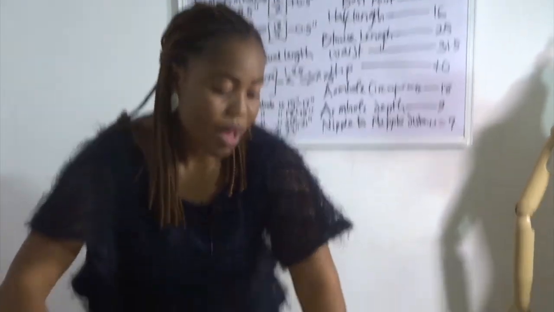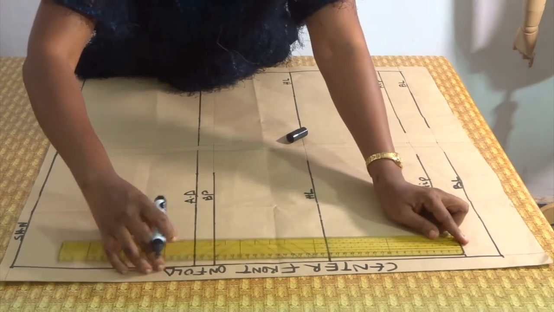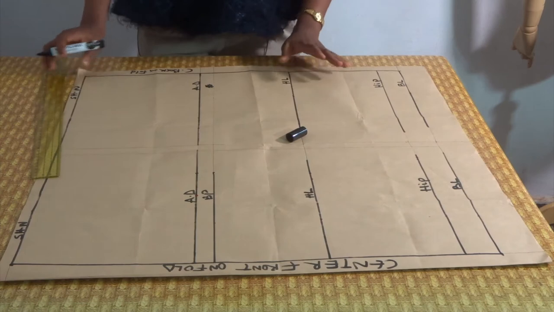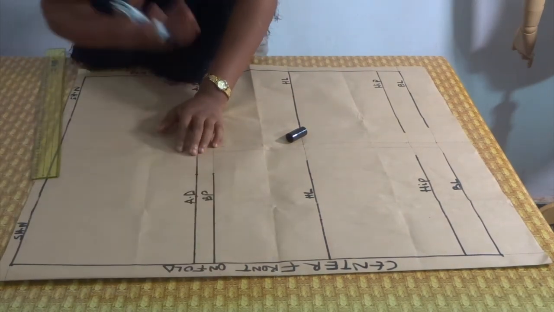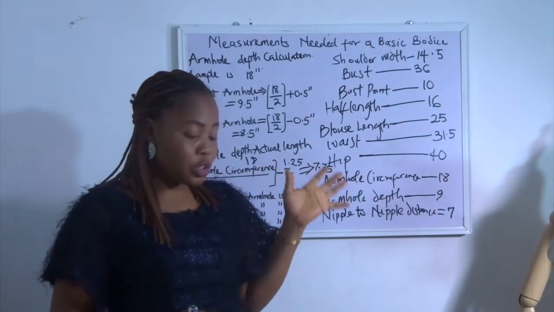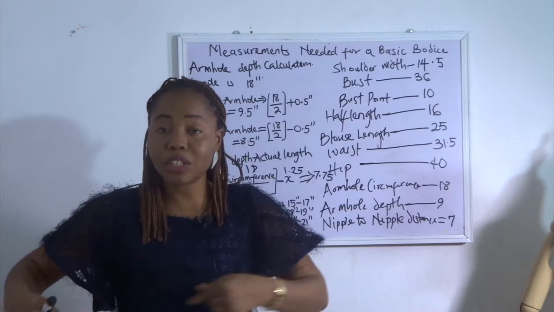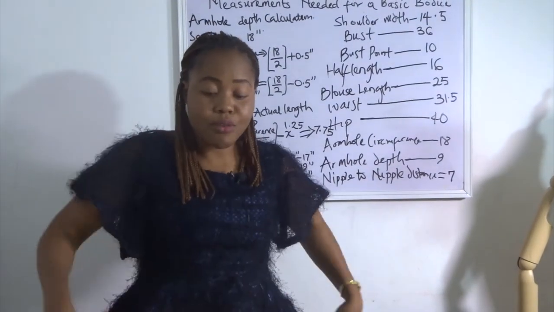So I used 8 for myself, 8 inches from the half length, 8 inches from the half length. You connect the lines. Having connected these lines, now transfer your horizontal measurement. Your horizontal measurements are the measurements you took the circumference of, where you were passing your tape around your body in a round manner.